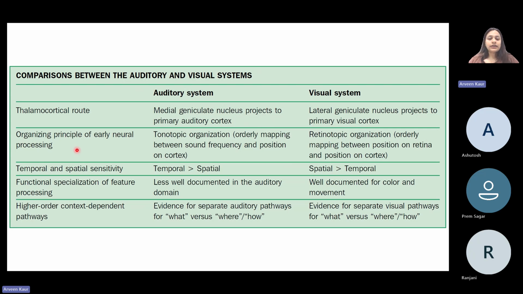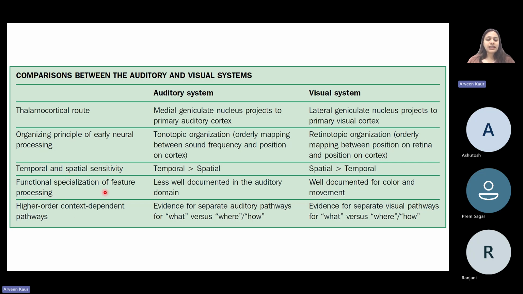Then, if we organize these neural processing regions, there is tonotopic organization in the auditory system, that is orderly mapping between sound frequency and the position on the cortex, while there is retinotopic organization, that is orderly mapping between position on retina and position on cortex in this case, in the visual system, right? Then again, if we talk about the temporal versus spatial sensitivity, the auditory system is more temporally sensitive than spatially sensitive, while the visual system is more spatially sensitive than temporally sensitive, right?